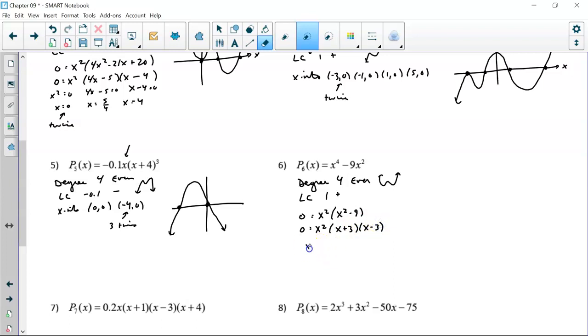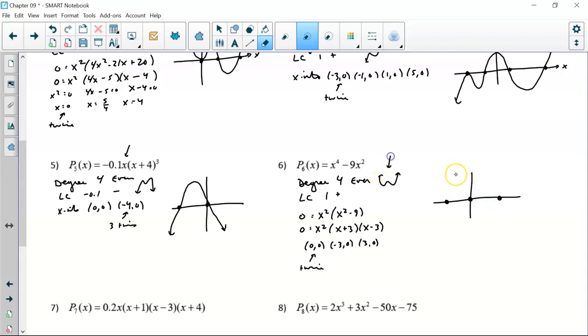So our zeros, our x-intercepts, 0, 0 for the x squared, negative 3, 0, and positive 3, 0. And that first one is repeated twice. So there's our negative 3, our positive 3, and our 0. Don't forget, it's going to bounce at 0, 0.